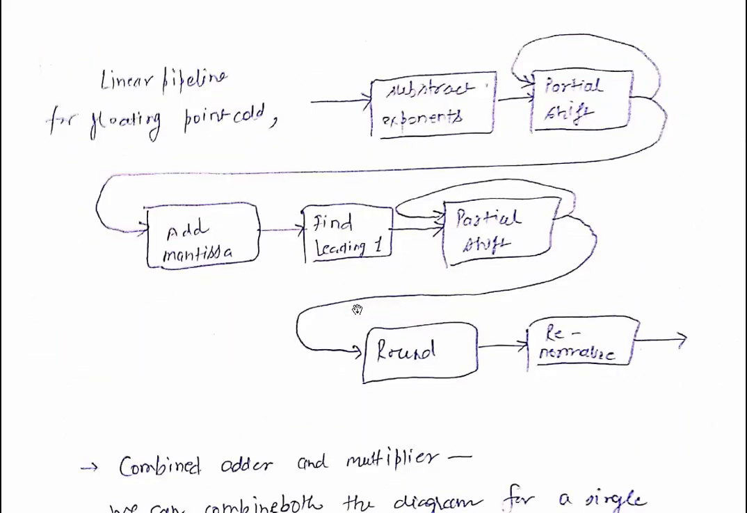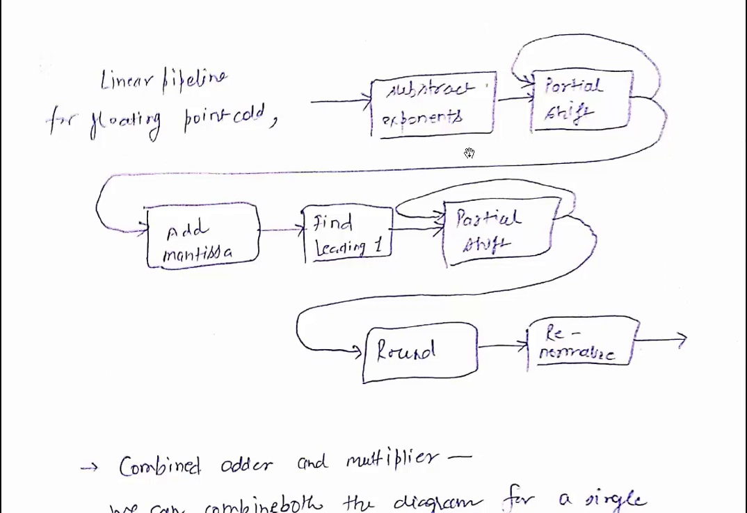Please see the multifunction pipeline. This is your linear pipeline for floating point addition, which you have already seen, and which I have drawn very briefly. So: exponent subtract, then partial shift, add mantissa, find leading ones, again partial shift, rounding off and renormalization. So this is for floating point addition according to the IEEE 754 standard.